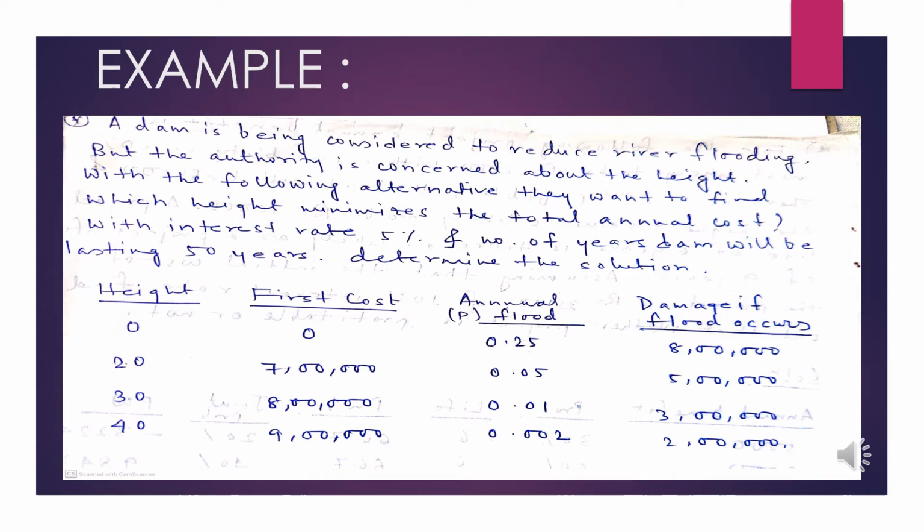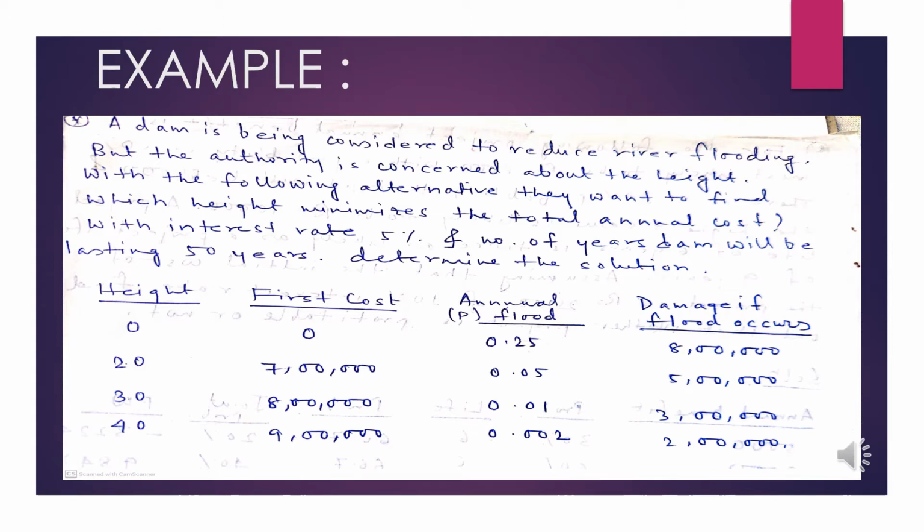The probability of the flood occurring if the height is 0 is 0.25. If the height is 20, it is 0.05. If the height is 30 feet, it is 0.01. And if the height is 40 feet, it is 0.002.